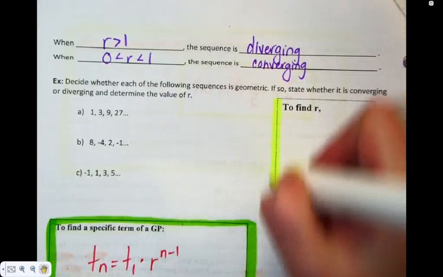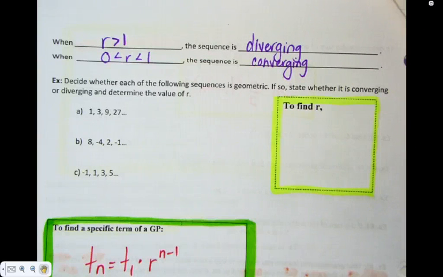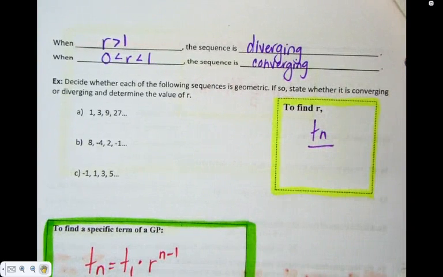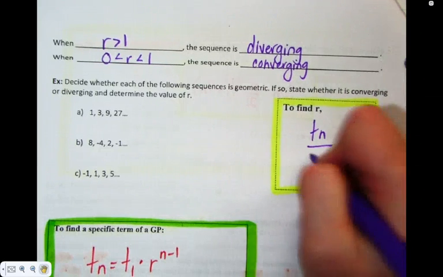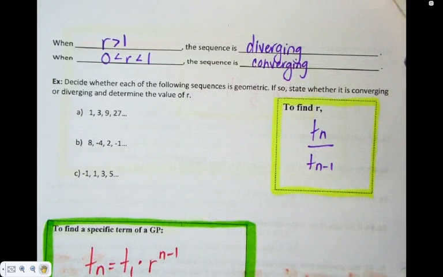How did we find d? Took any term and subtracted the previous one. How do you think we're going to find r? Divide. So what was the notation we used for any term, just a general term? Tn. What notation did we use for the previous term, the one before? Tn minus 1. Again, that's just a fancy way of saying in English, take any term and divide by the previous term.